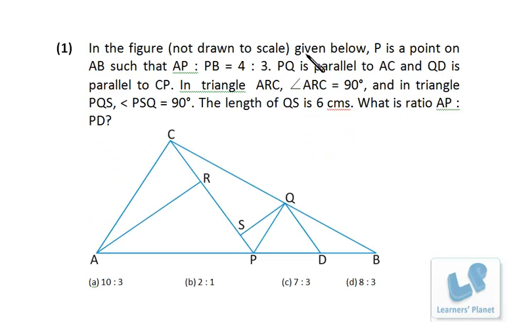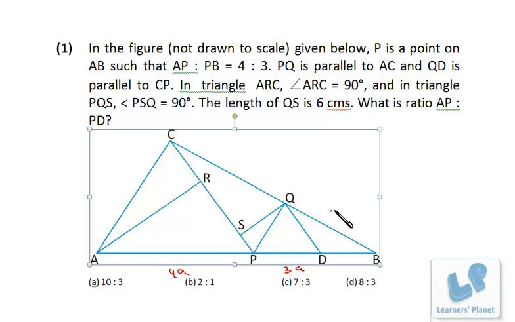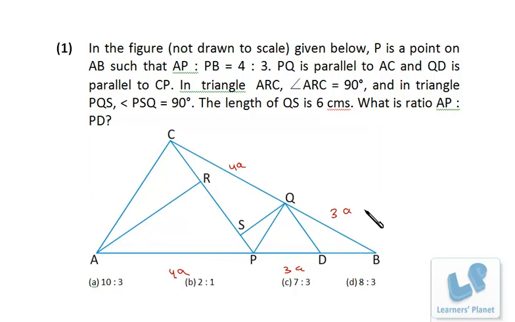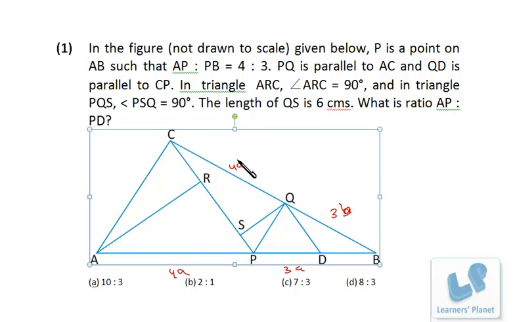Now just see carefully. Here PQ is parallel to AC. And the ratio of AP and PB is given to us as 4:3. I assume it to be 4A and 3A. That is AP to PB is 4:3. That means the BQ and QC ratio will also be the same, that is 3:4. So this is 3A, this is 4A, right? I'm sorry, A I have assumed over here, so the ratio must be the same, but the lengths may be different. So 3B and 4B.